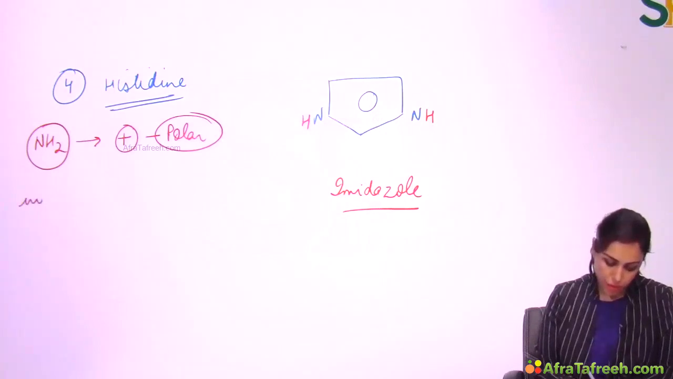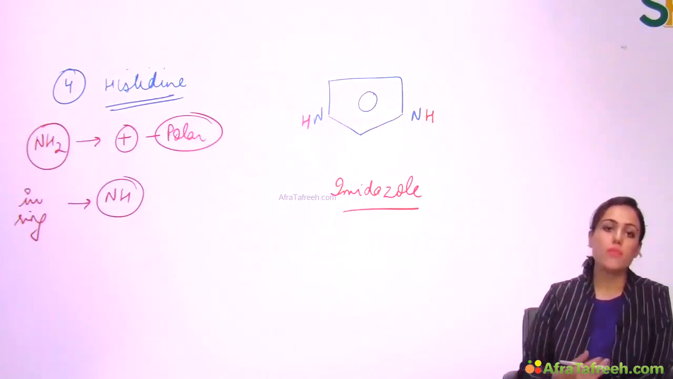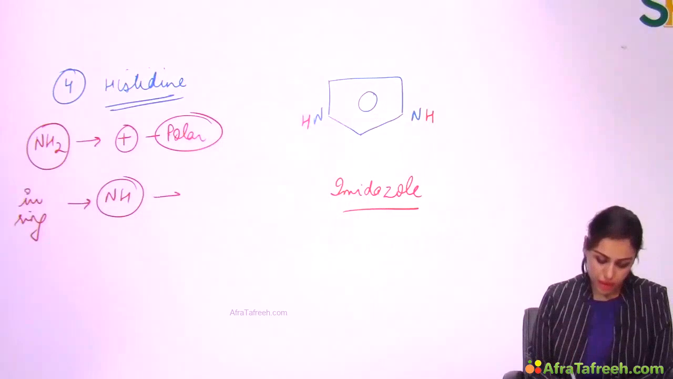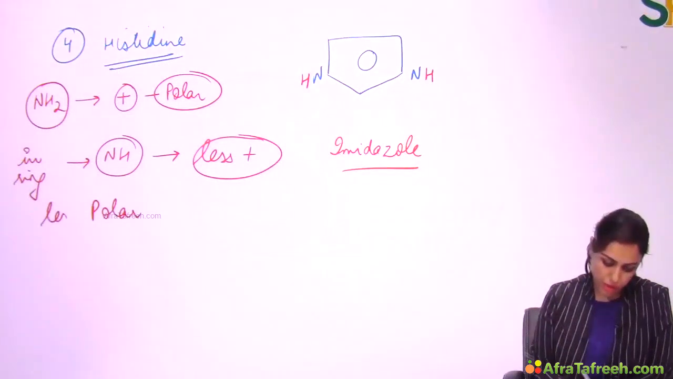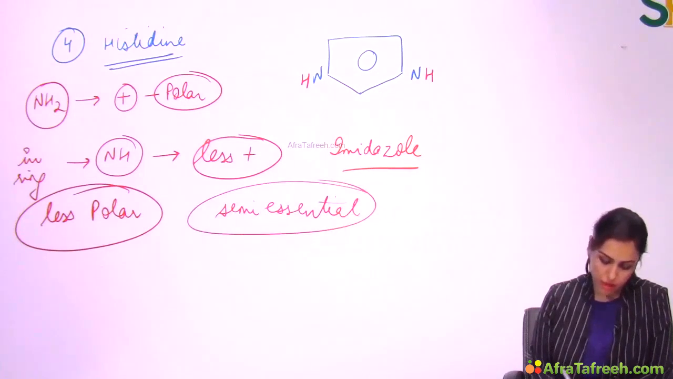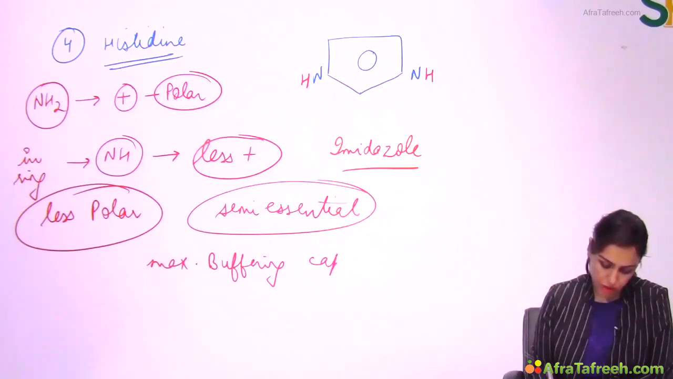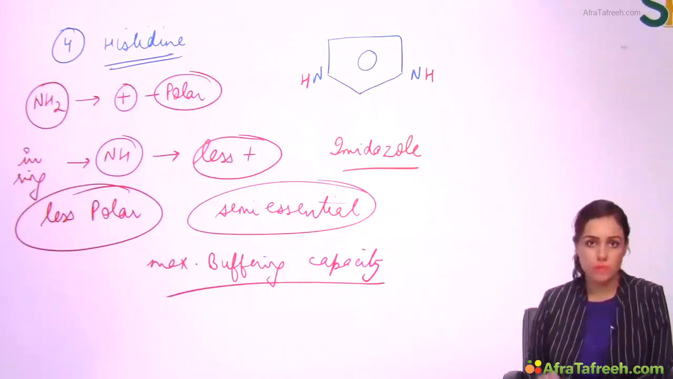But whenever amino group is present in the ring, it is not NH2, it is NH. NH will also be ionized, but it will be not fully ionized. It will be giving positive charge, but less positive charge, right? So we will say that histidine is polar, but it is less polar. Also, histidine is essential, but it is semi-essential, and histidine has maximum buffering capacity. Okay, so these 3 things about histidine you have to learn.